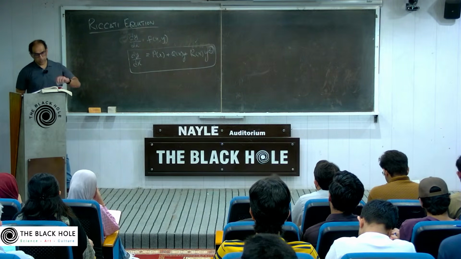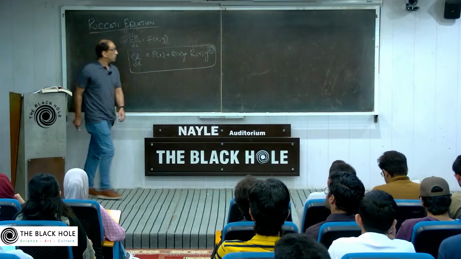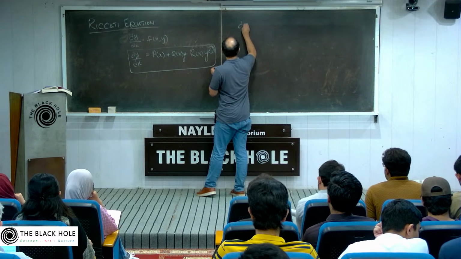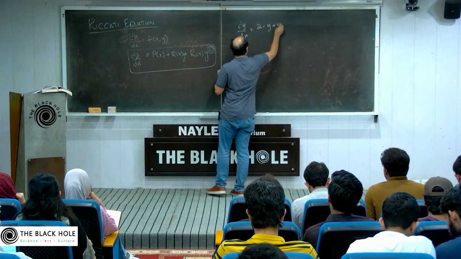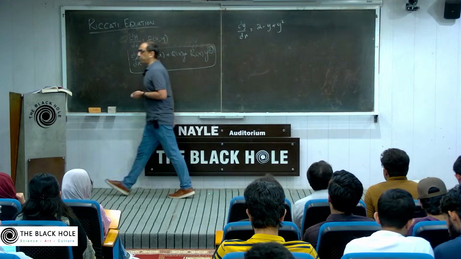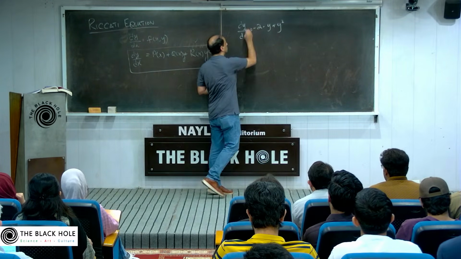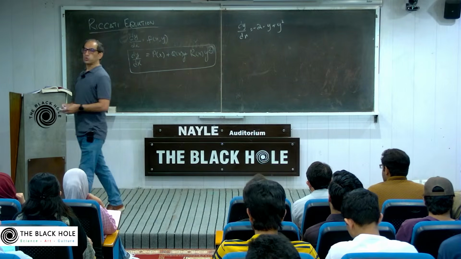So let me write down a problem and then we will see what we can do. So let's say dy over dx is equal to minus 2 minus y plus y square. I guess this is the problem, right? All right. So now by inspection, can you tell me one solution to this problem?